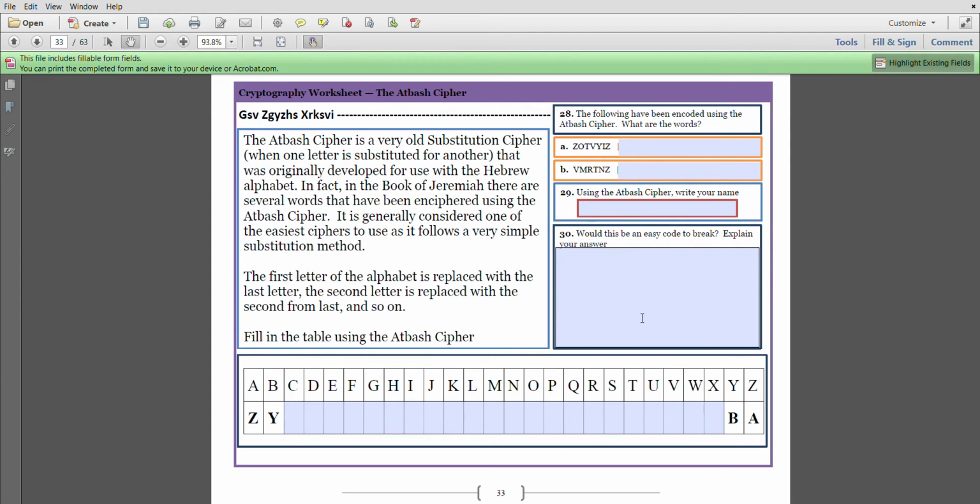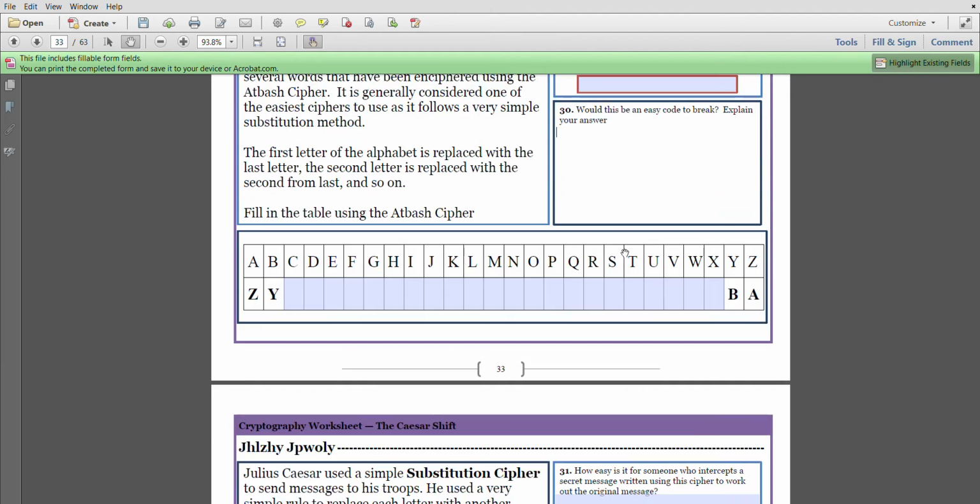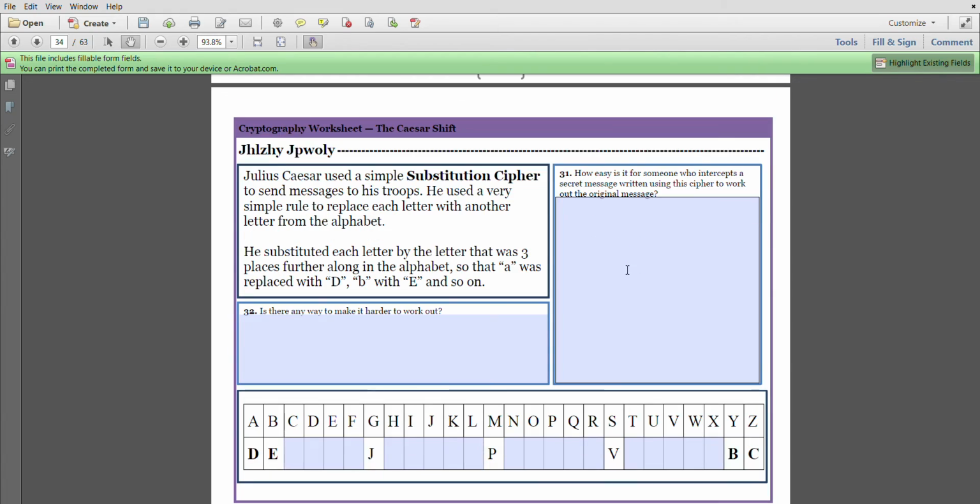30. Would this be an easy code to break? Explain your answer. Make sure the word because is in your answer. Otherwise, you did not explain it well enough.